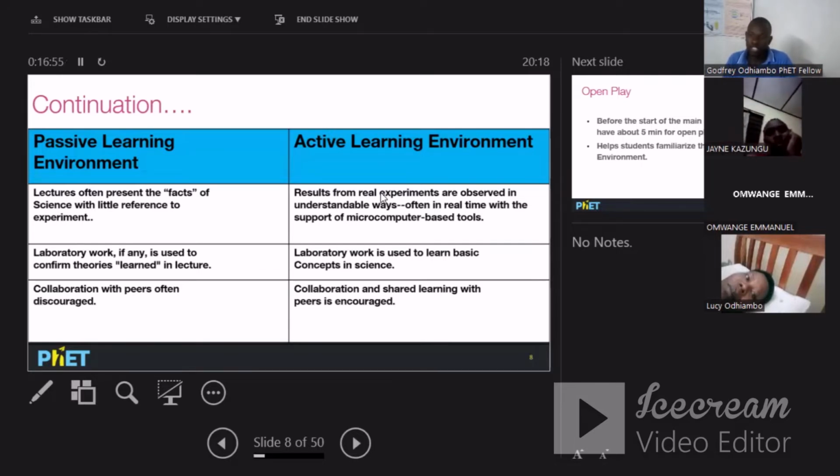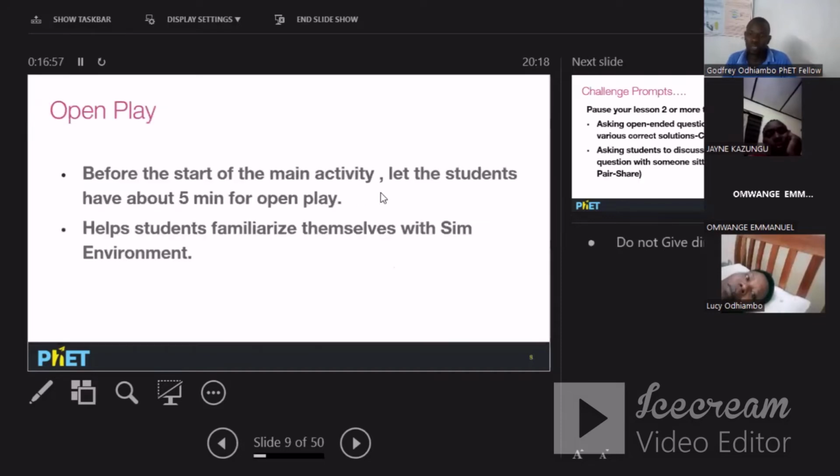Now, when the teacher is using the simulations, before the start of the activity, the teacher is encouraged to give the students about 5 minutes for open play. The open play helps students to familiarize themselves with the sim environment, so that by the time the main activity is taking place, the students will know how to manipulate and how to click any icons provided in the sim.